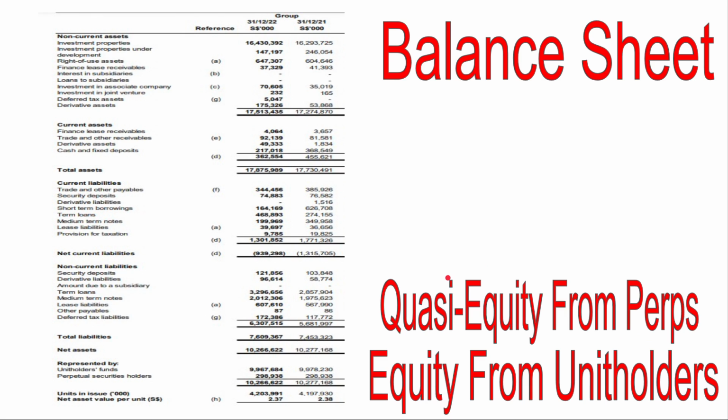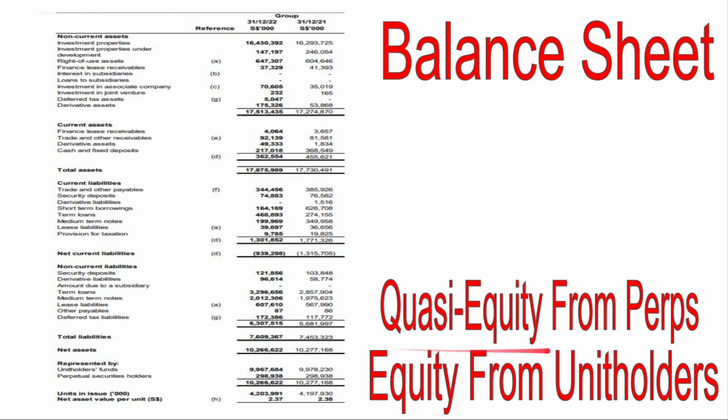So in my case, I consider equity raised from perps to be quasi-equity, which is a bit different from the full accounting understanding of it. So accounting-wise, most of the perps are considered as full equity, but I tend to disagree. I think perps are more like quasi-equity, something of a mezzanine structure between that of equity and debt.